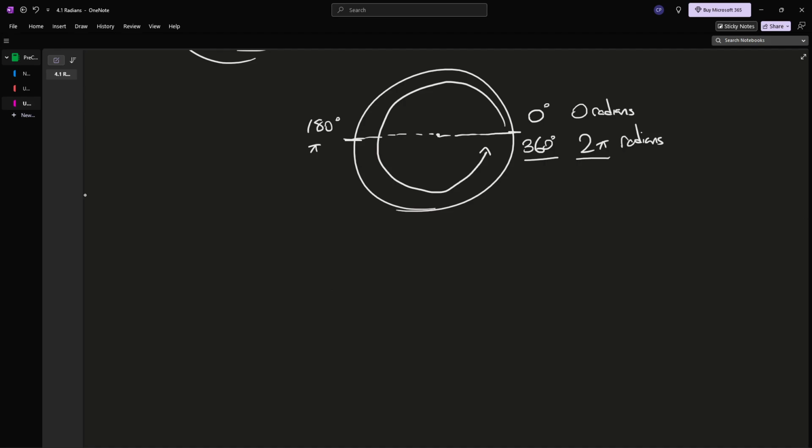So let's talk through the math of converting between radians and degrees. Let's do a little example. Example: 90 degrees to radians. How many radians?